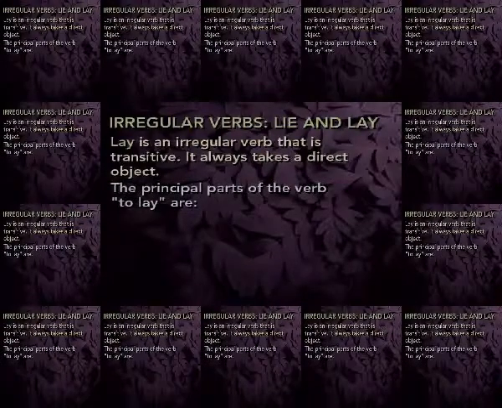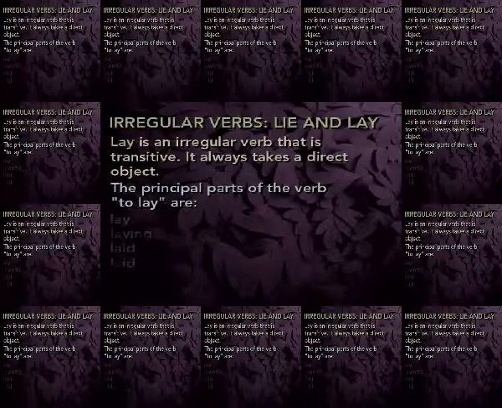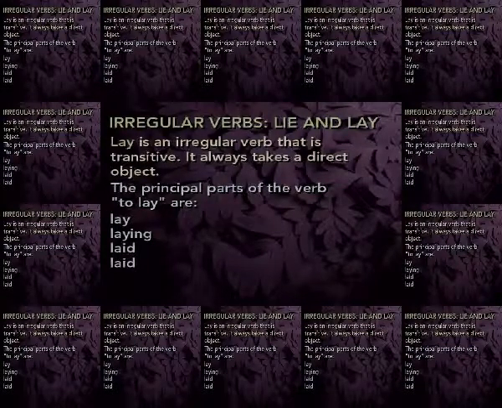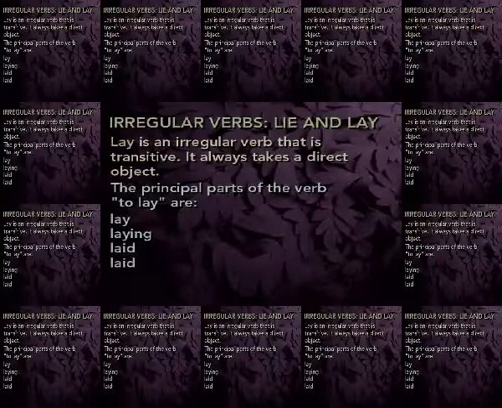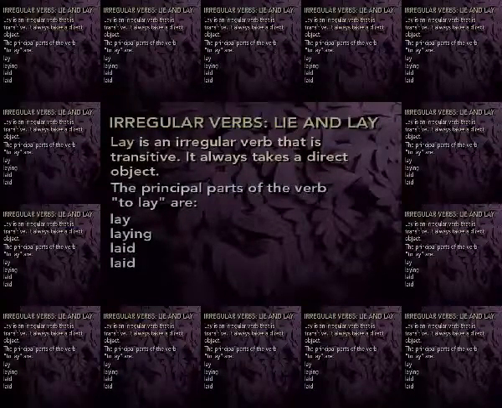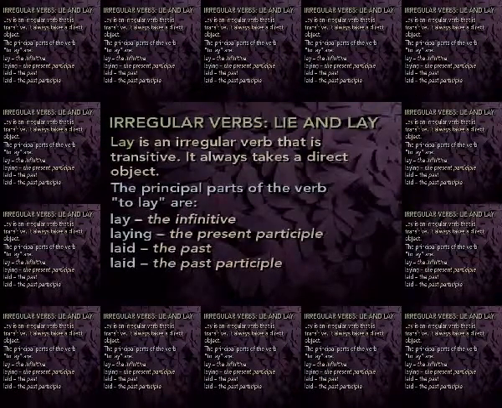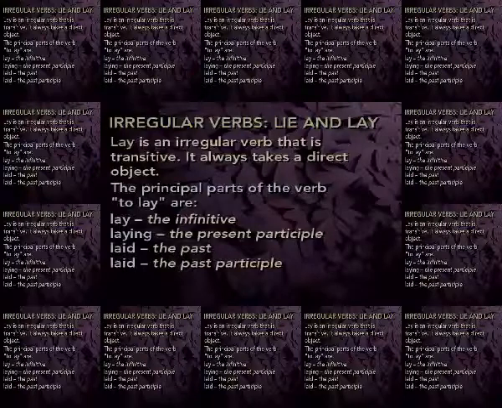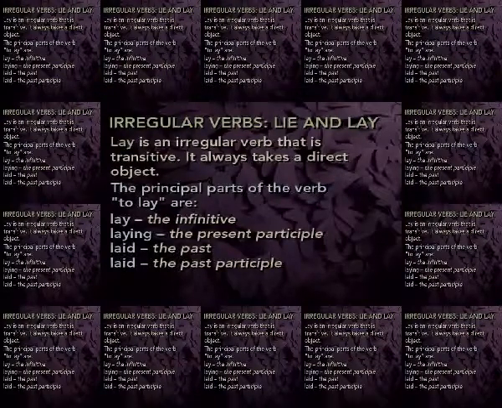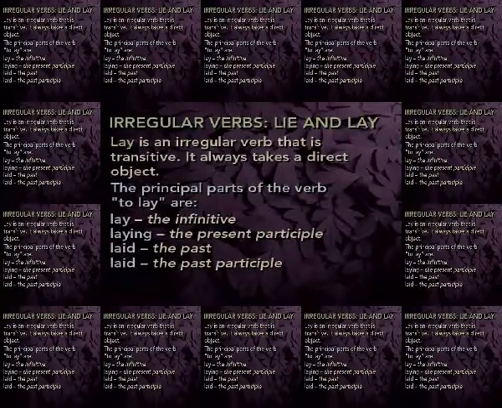Now, the principal parts of the verb to lay are lay, laying, laid, and laid. Notice that in the case of the verb to lay, the past and past participle happen to be the same. Laid and laid do not appear as principal parts of the verb to lie. Instead, lay and lain are the past and the past participle, respectively.